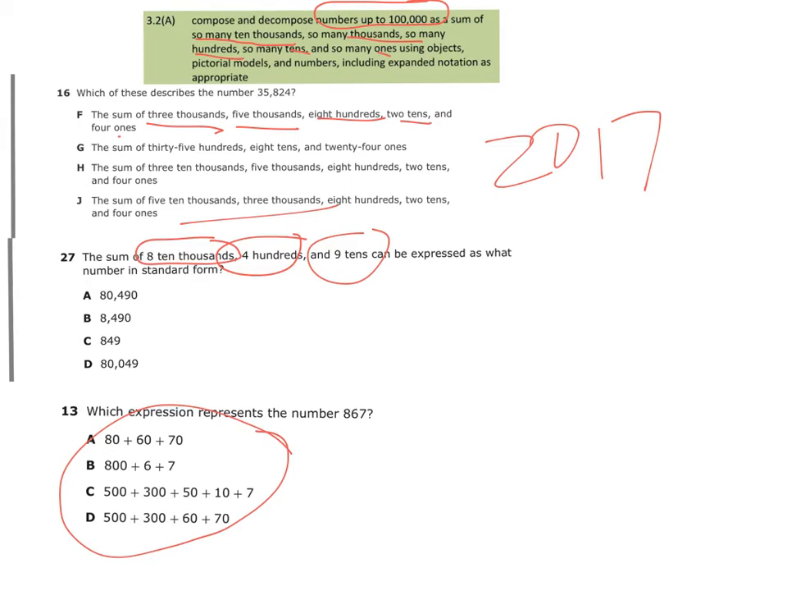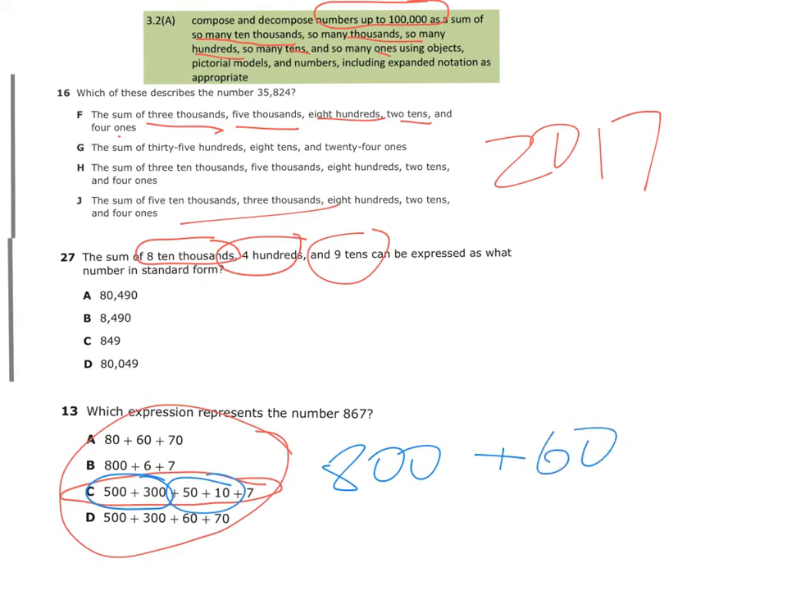And then finally down here with question 13, if you look, they actually did standard or expanded notation, but the students are having to realize that 500 and 300 make 800, and then 50 plus 10 makes 60, and then 7 is 7 to get 867, and that's from the released 2016 STAAR.